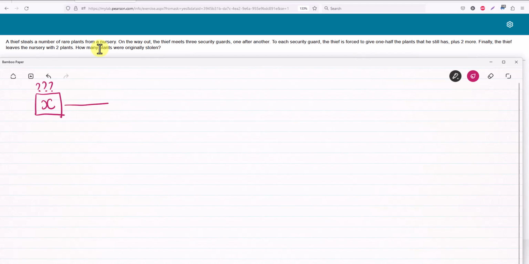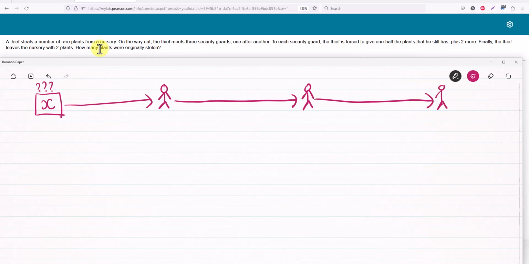And then he will meet with the first security guard, and after he meets the first guy, he'll also meet with the second guy, and then finally he'll meet with the third guy, right? So after he meets the three security guards, at the end he has only 2 plants. Okay. Now, let's do it step by step.